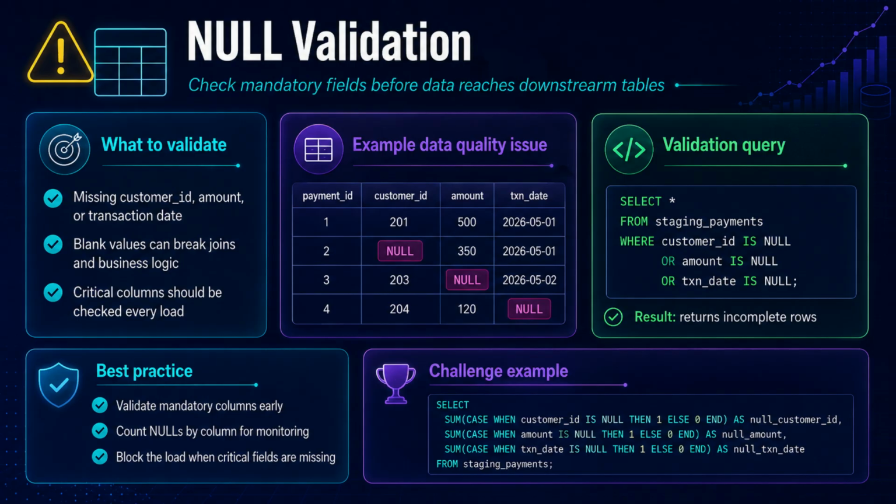A strong best practice is to validate mandatory columns as early as possible, usually in the staging layer or right before loading the final table. The earlier we catch the issue, the easier and cheaper it is to fix. The challenge example at the bottom shows a monitoring query. Instead of returning every bad row, it counts how many null values exist in each important column. This is very useful for data quality dashboards, automated alerts, daily production checks, and SLA monitoring. The key lesson is this: critical columns should be validated on every load. One missing value may look small, but it can create many downstream problems if it is not detected on time.